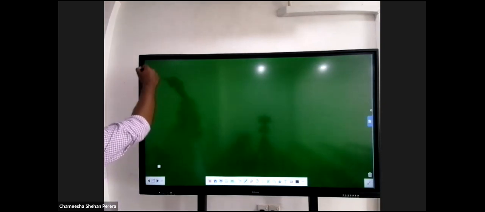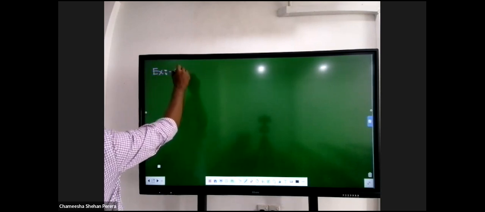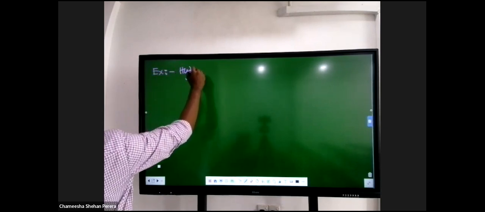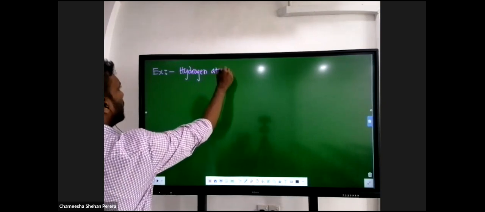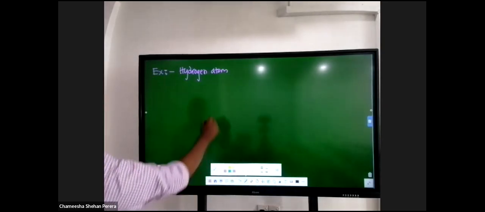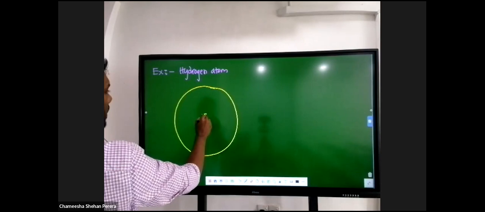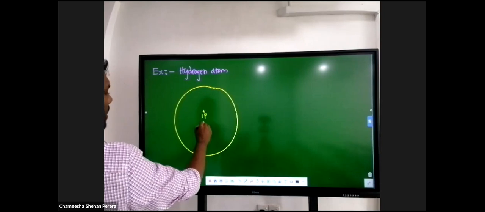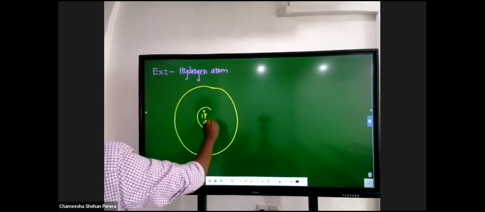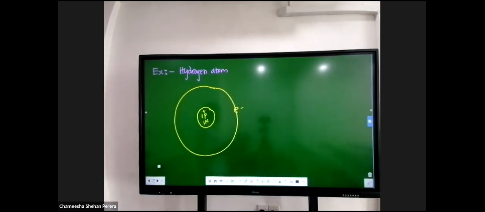Okay, so let's talk about the hydrogen atom. We are writing an example, the hydrogen atom. Hydrogen is the simplest atom, right? It has one proton in the nucleus, which means one positive charge, and one neutron inside the nucleus. So this is the nucleus. And it has one electron.